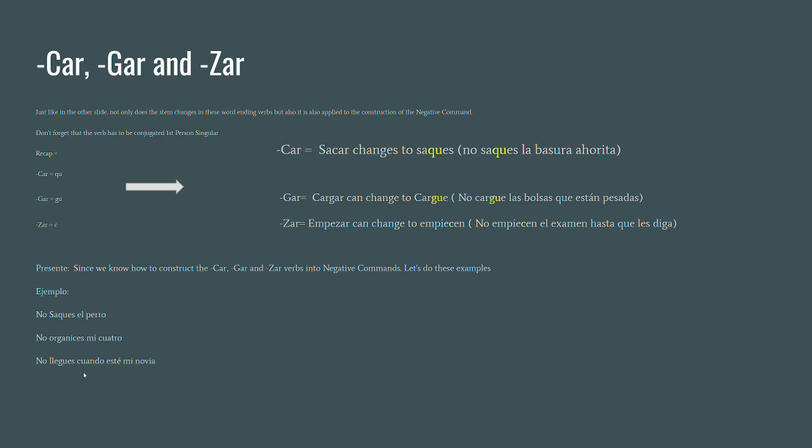It's very important to have a no at the beginning of a negative command. So, like the previous examples: no juegues pesado con ella. No comas chatarras que te hacen daño. No te vayas a la calle. No saques el perro. No organices mi cuarto. No llegues cuando esté mi novia. All these have a no at the beginning of the sentence, and it's very important to keep it there.